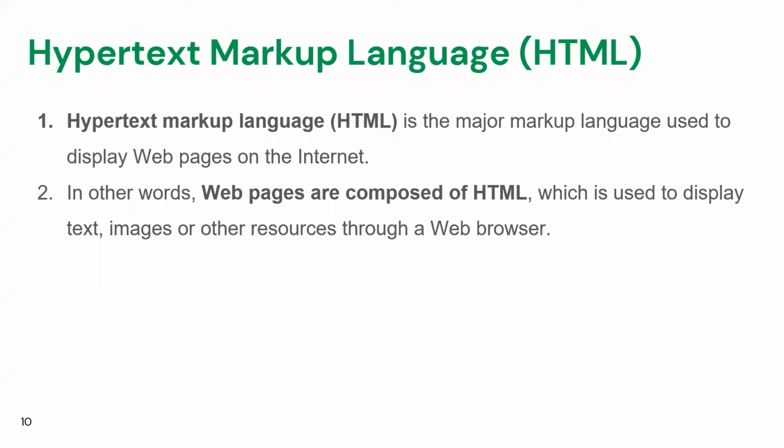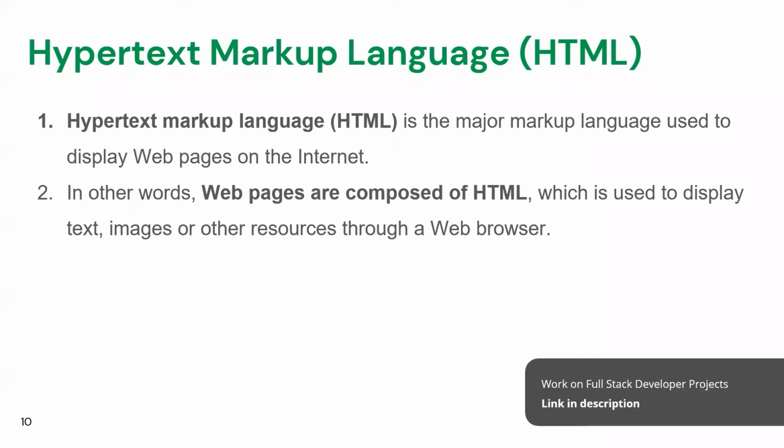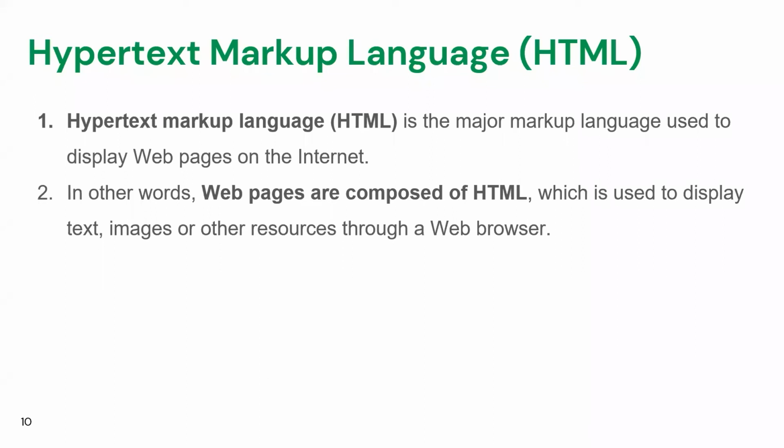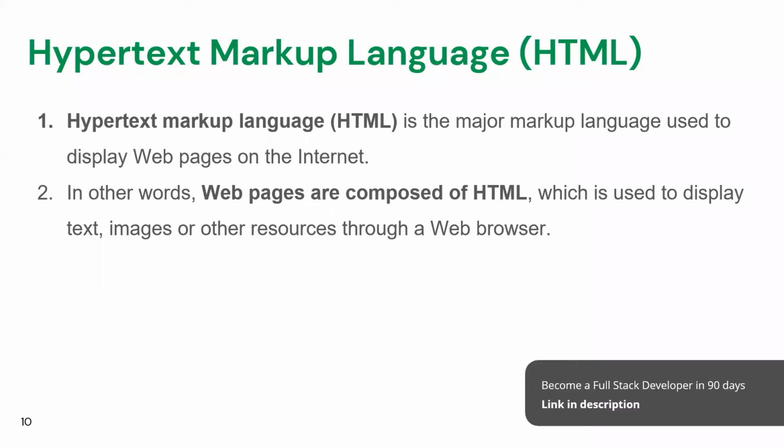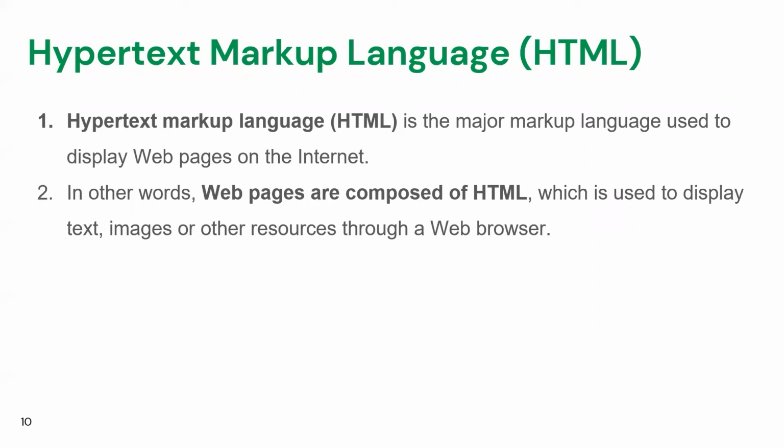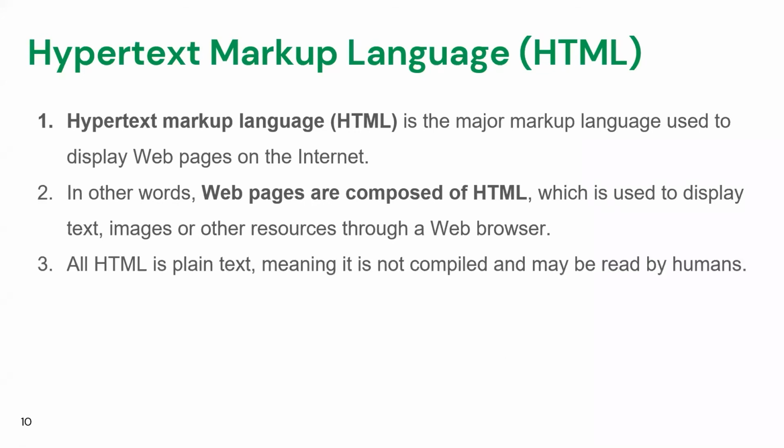In other words, web pages are basically composed of HTML, which is used to display text, images, and other resources through a web browser. Every web browser we use, like IE, Edge, Chrome, Mozilla, Safari, reads and understands the HTML language. So whenever we open any file as a website, we need to write the content of that file in HTML.